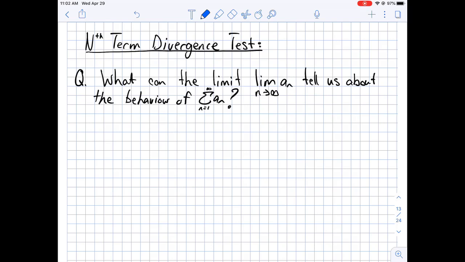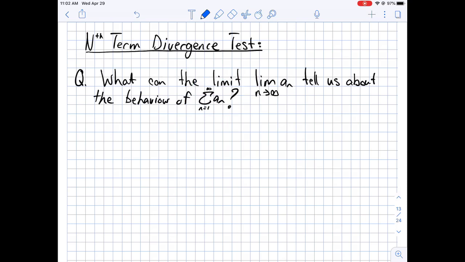In this video, we're going to be looking at the first of a list of tests, and the first test is going to be the nth term divergence test. And really, we're going to start off here by asking a question, and that question is, what can the limit of a_n, the limit as n goes to infinity, tell us about the behavior of the infinite series? So what can this limit tell us about what happens if you add up that infinite set of numbers?